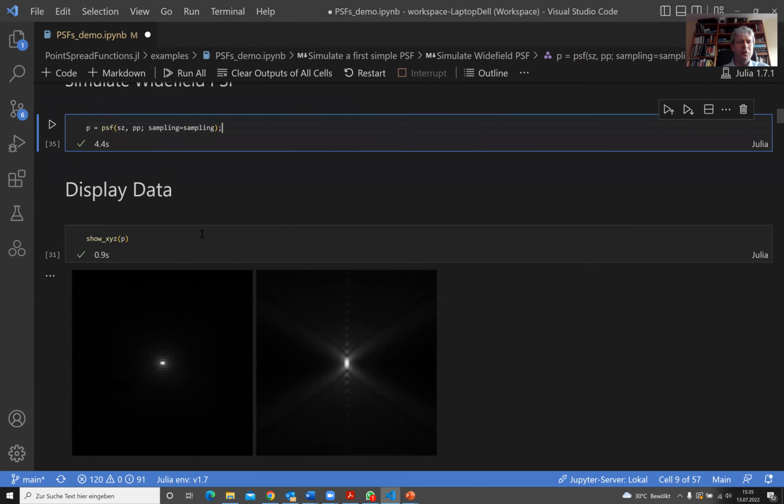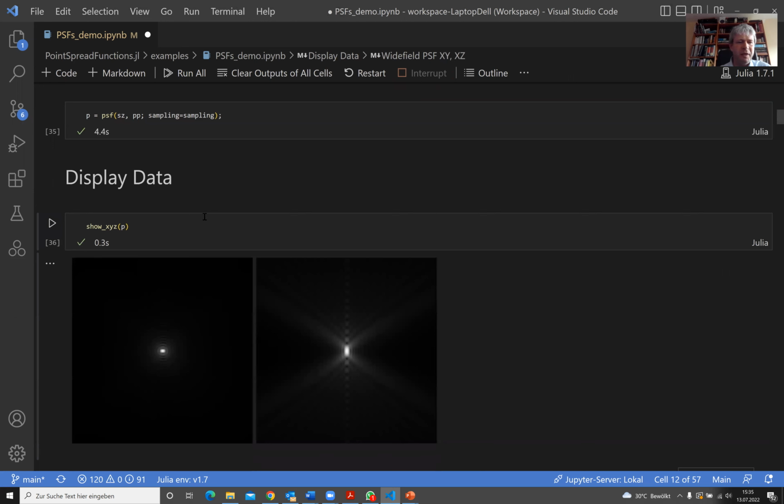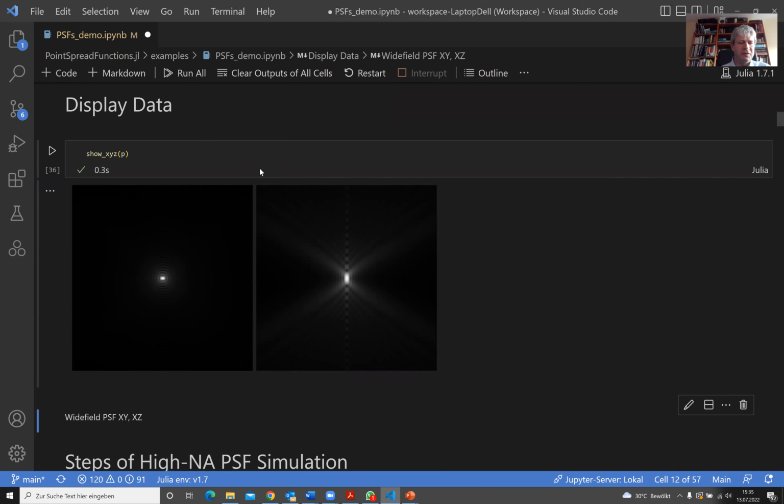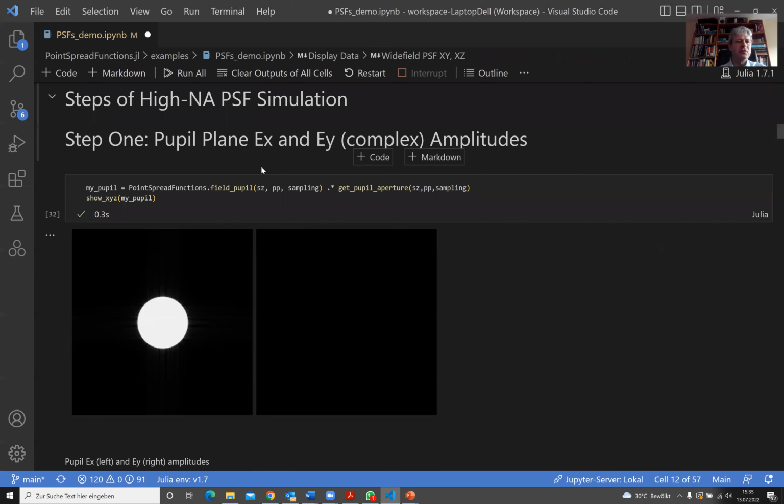Once we've simulated a point spread function, we can display the data, and to this aim, I have actually programmed a little display function that simply puts the XZ central section on the right-hand side, next to the XY central section that you see on the left. And so this will be for all the following functions as well, and there will be some more complicated displays, as you will see.